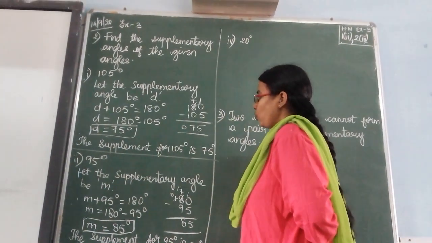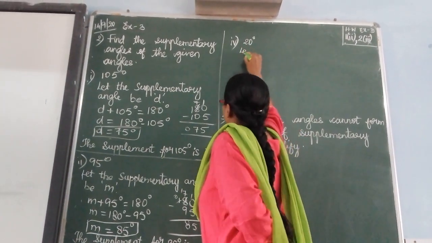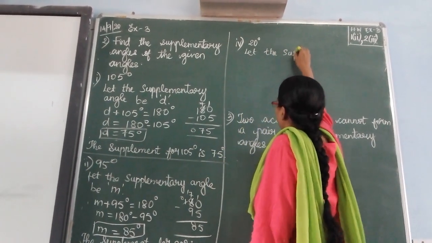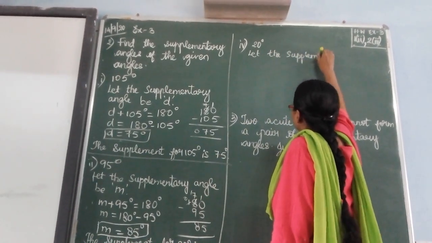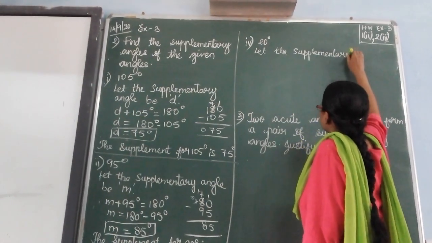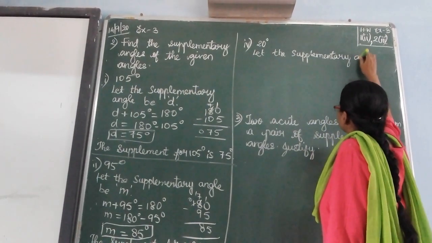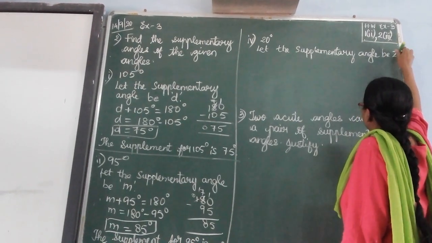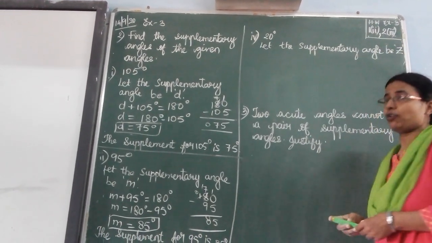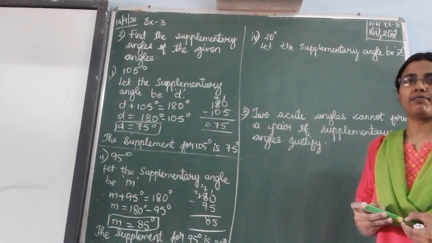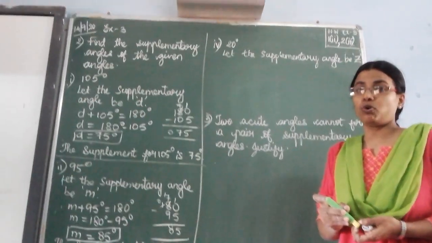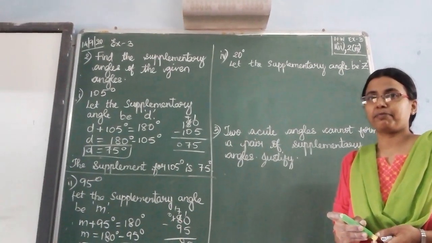Now let us do the fourth one. Let the supplementary angle be Z. Now you complete the problem. I'll just give you 1 minute. After that I am going to do it for you to check. But don't wait for me, you have to do it.